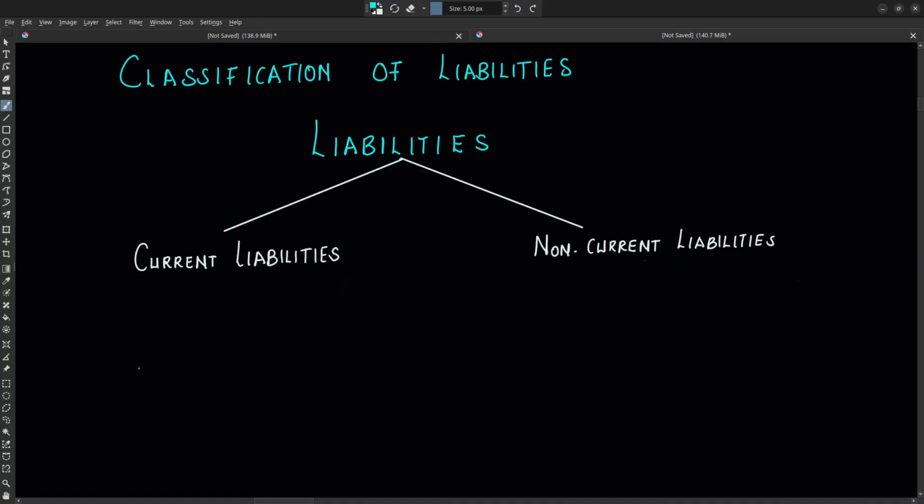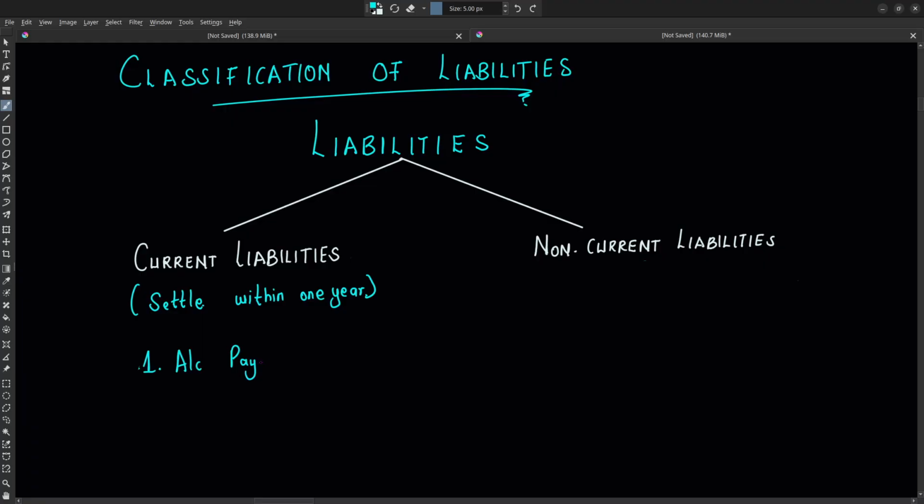So let us look at the classification of liabilities. It is classified into two majorly: the current liabilities and the non-current liabilities. Current liabilities are liabilities that we expect will be settled within 1 year. Within a period of 1 year, these liabilities will be settled. Let us look at examples. Number one is accounts payable. This is where you bought some goods and you've not paid for them.